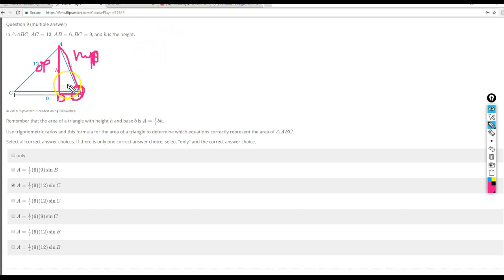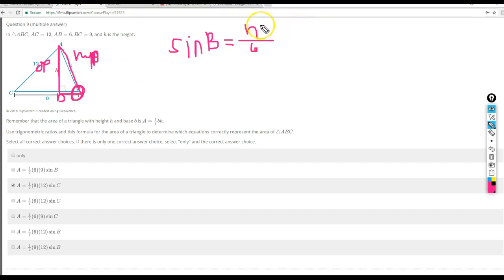So I'm asking myself, I want to find h, which is our opposite side length, and I know the hypotenuse. So which trig function is the ratio of our opposite side length to our hypotenuse? That's the sine. So sine of b is equal to the ratio of our opposite side length over the hypotenuse.